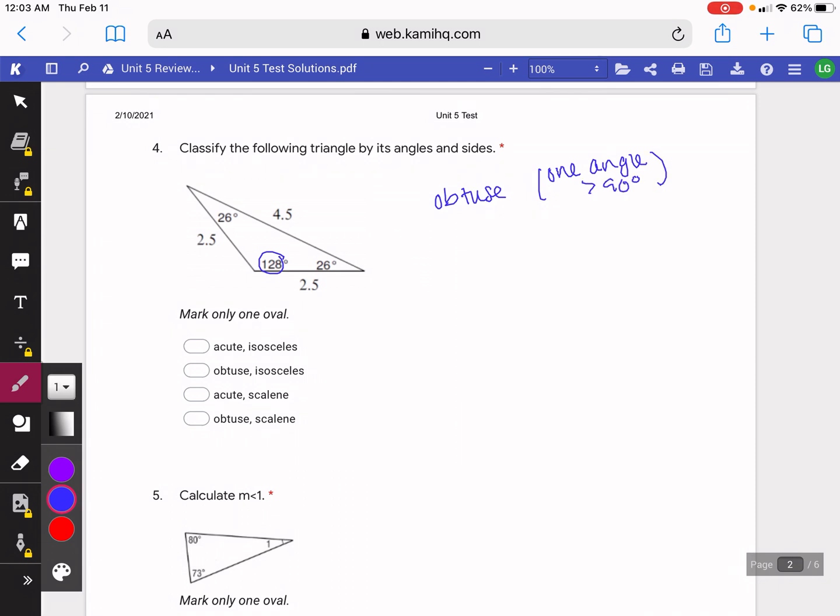And then now if we look at the sides, here it has two sides equal, making it an isosceles triangle. Equal or congruent, so two sides congruent. So this one's an obtuse isosceles triangle.